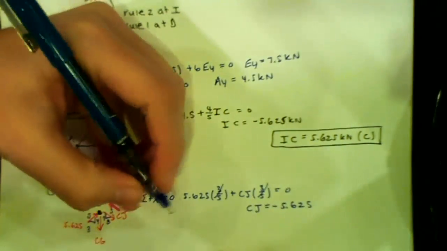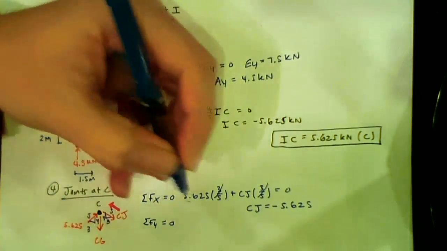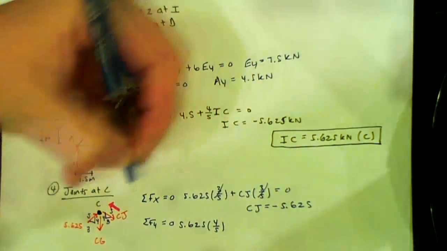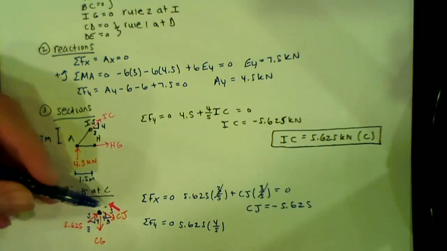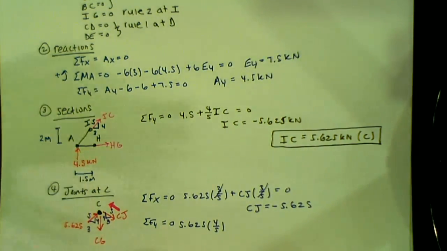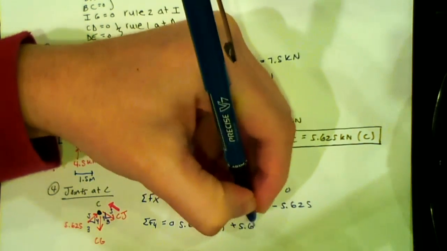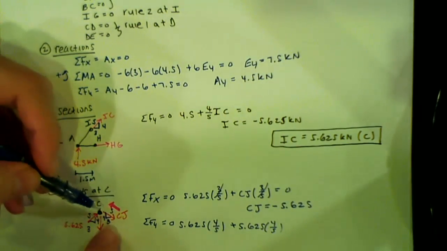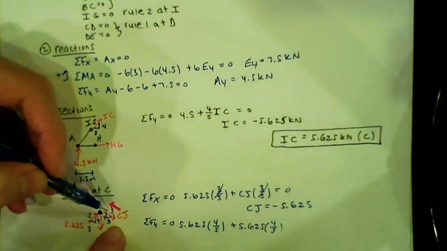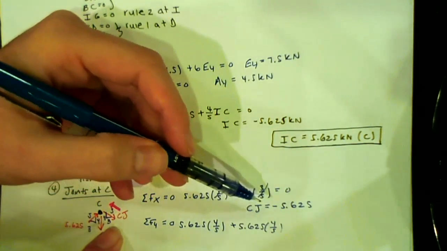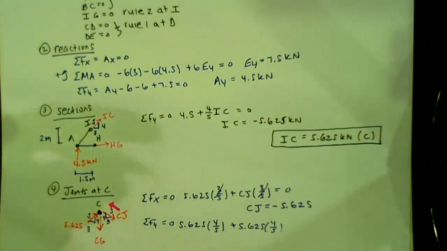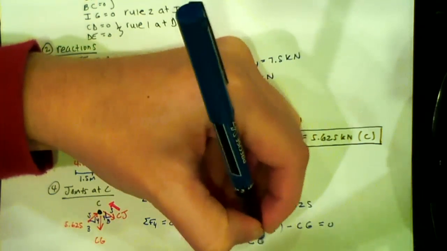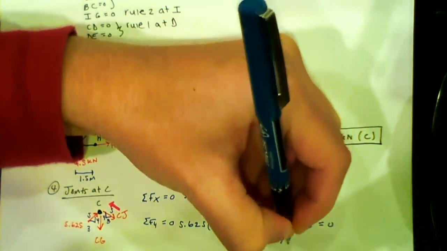So now we can do sum of forces in Y. So we have 5.625 times 4 over 5. So that's for this one. Then if I look at CJ, if you choose to flip it, you're going to have plus 5.625 times 4 over 5. If you prefer to leave your free body diagram alone, then you're going to have negative 4 over 5 times CJ, and you would plug in the negative 5.625, so you end up with a positive either way. And then we have minus CG equals 0. So solving, we get CG is equal to 9 kilonewtons.